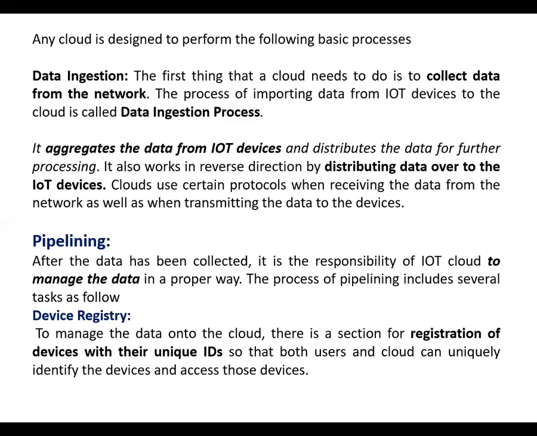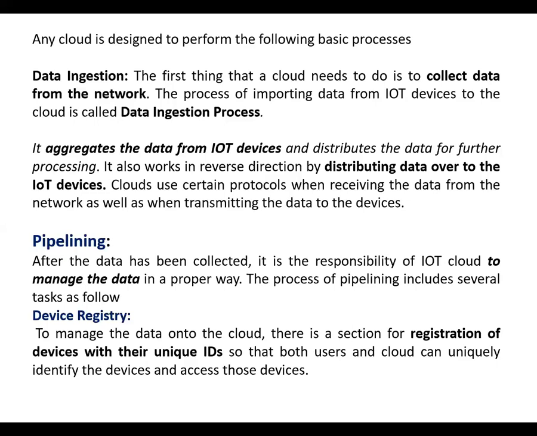And pipelining. After the data has been collected in the cloud, it is the responsibility of the IoT cloud to manage the data in a proper way. The process of pipelining includes several tasks. So in pipelining, we have to manage the data in the cloud. And what are the tasks involved in data management? Number one is device registry. Every device would be registered with some ID so that one can identify that the data present in the cloud actually originated from that device.